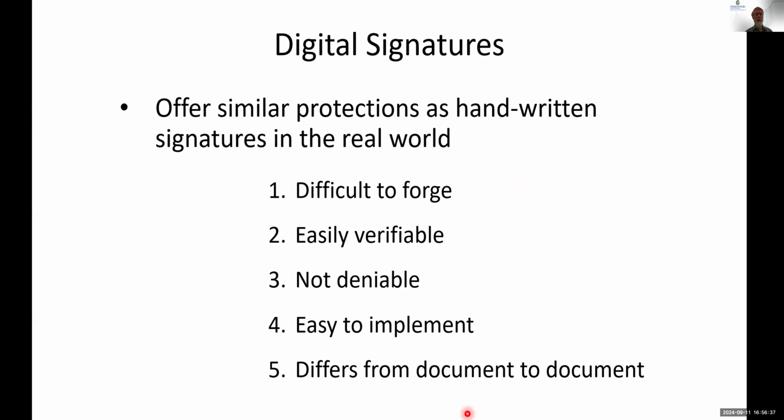When you sign a contract, it should be difficult to forge. It means nobody should be able to make a digital signature that they should not be able to. Easily verifiable. You should be able to tell that, yes, this is correct, that nobody forged it. Not deniable, meaning once you sign it, you can say it must have been you because nobody else could have done it. Easy to implement, of course. You want something that's easy to do. And you want it to differ from document to document so that somebody can't just copy your digital signature from one file, stick it in another file, and then make it look like it's digitally signed. Okay.